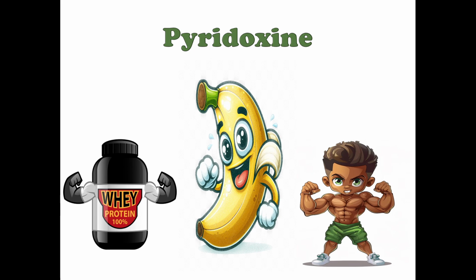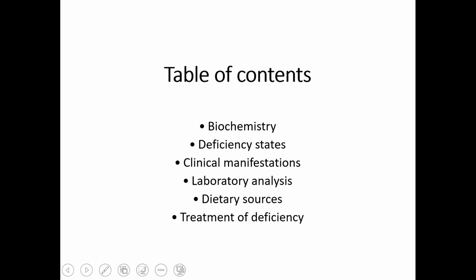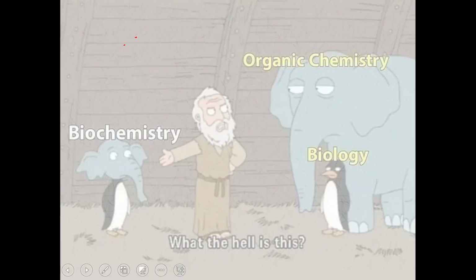We'll discuss vitamin B6 systematically under the following headings: a tangential biochemical overview, who all develop a deficiency and how they manifest, labs, dietary sources, and finally the treatment of a deficiency state. Pyridoxine is used in the form of PLP, also known as pyridoxal 5-phosphate, which acts as a cofactor for many reactions.